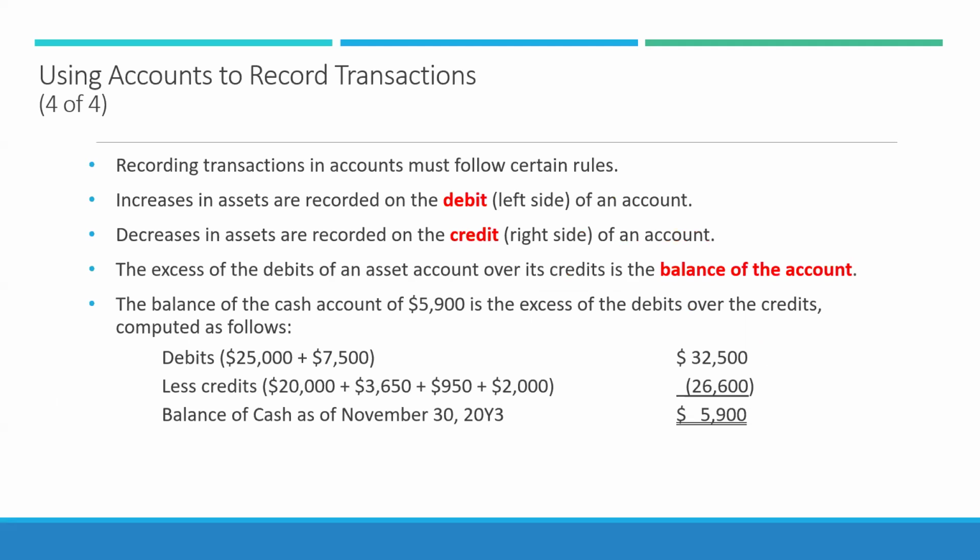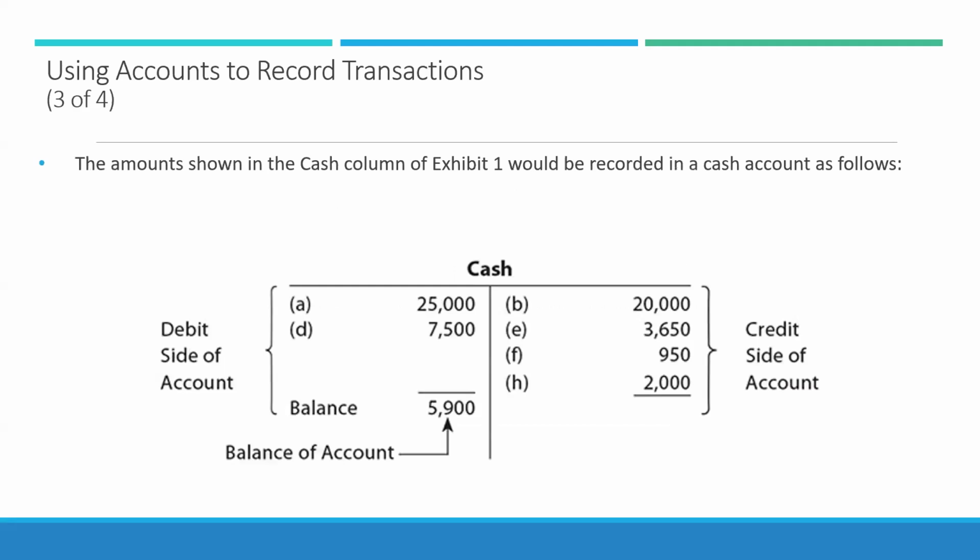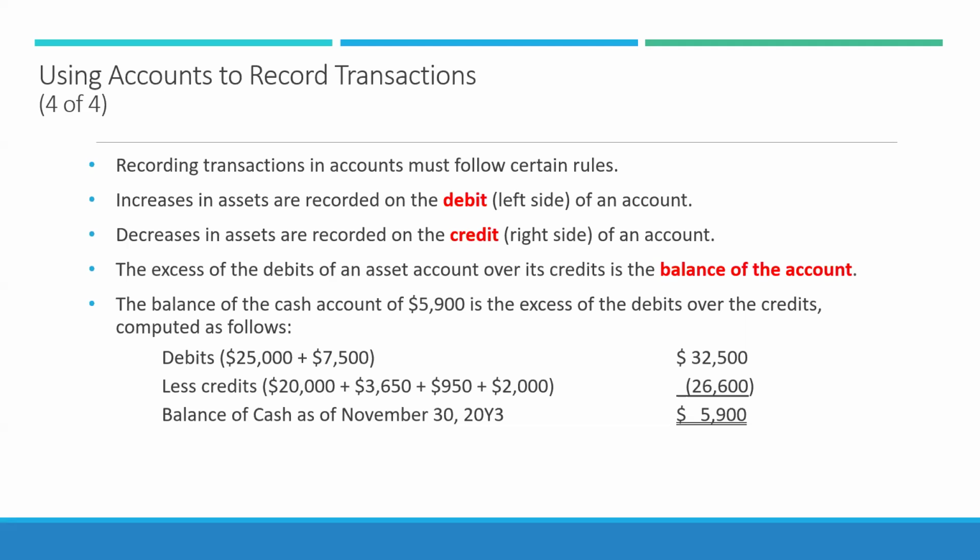And then to get to the bottom, you add up all your debits, you subtract your credits, and then you get the balance of cash at the end of the period of 5,900, and you would put that as a balance at the bottom of your T account as a debit.